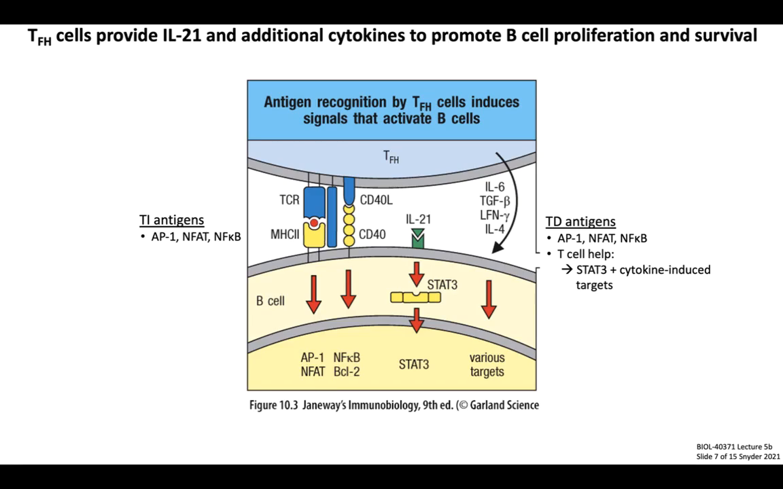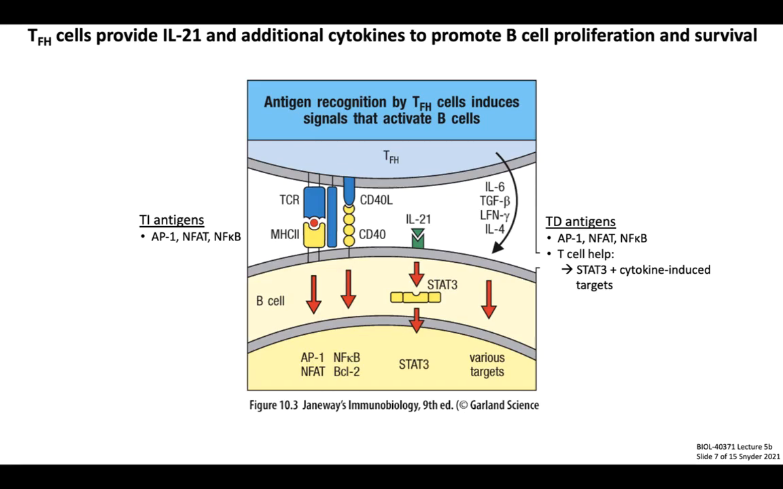At this point, we understand that BCR activation and CD40 ligand expression by TFH cells is capable of triggering AP1, NFAT, and non-canonical NF-kappa B activation in those B cells. Additionally, TFH cells produce a few other signals that fall under the umbrella of T cell help. These include a cytokine called IL-21, which activates the transcription factor STAT3 in B cells, and this leads to their proliferation and differentiation towards different types of B cell populations.